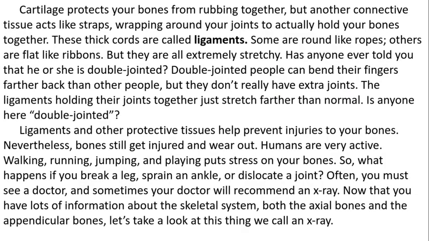Cartilage protects your bones from rubbing together, but another connective tissue acts like straps wrapping around your joints to actually hold your bones together. These thick cords are called ligaments. Some are round like ropes, others are flat like ribbons, but they are extremely stretchy.